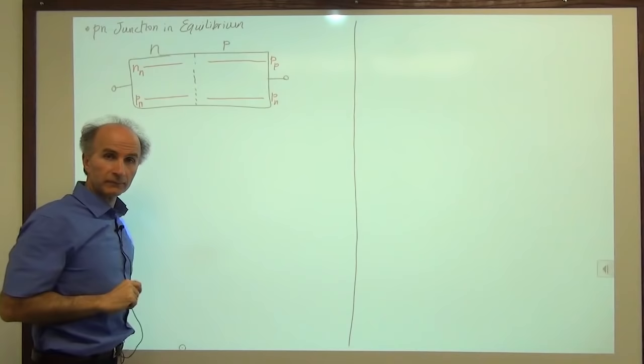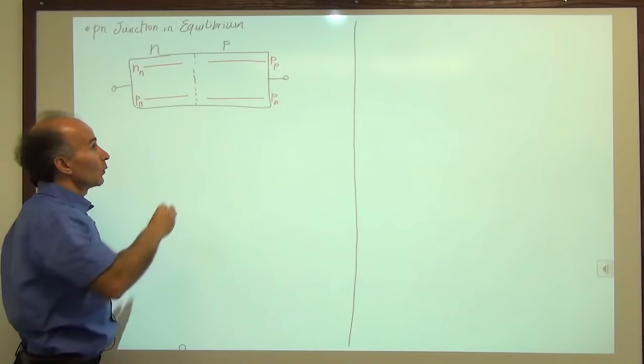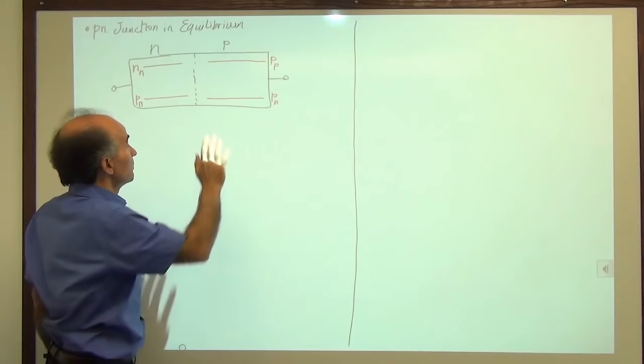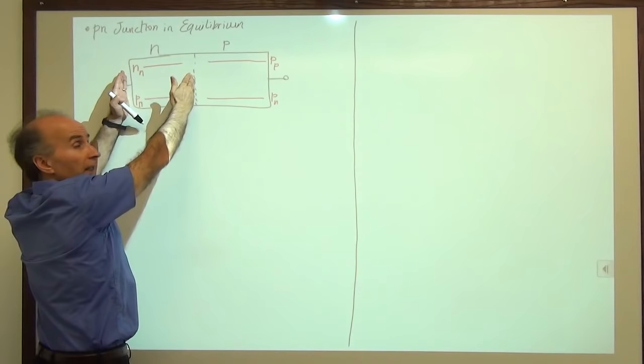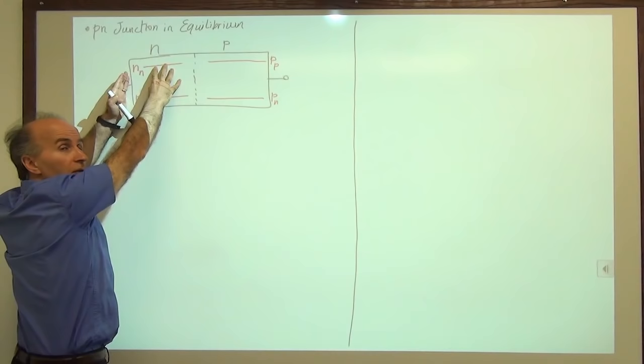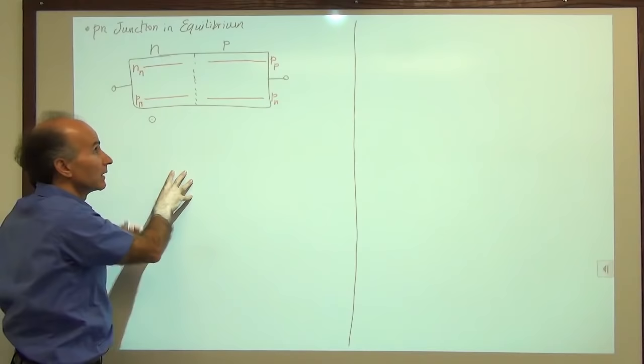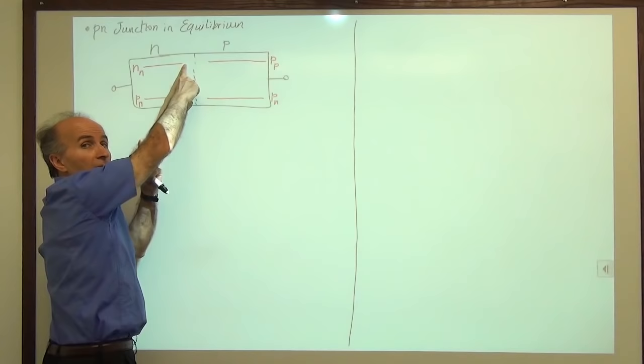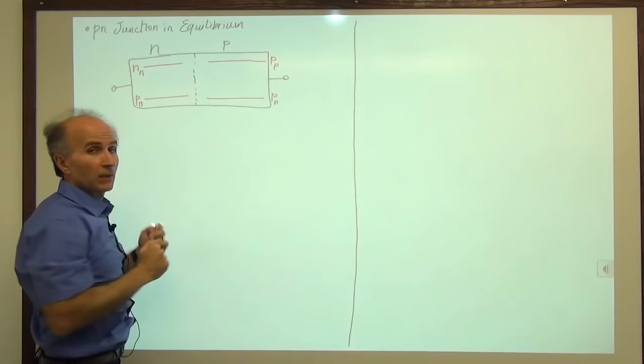So, one hole starts from here and goes here. One electron starts from here and goes here. Now, remember the charge neutrality principle. Before we put these together, the N-type material was neutral. It had as much negative charge as positive charge. This negative charge is counteracted by positive charge from the donor ions. Similarly, this side was neutral. But now when I place these together, when I form this junction, an electron starts from here, which has a high concentration, and goes here; we have taken one electron out of this material.